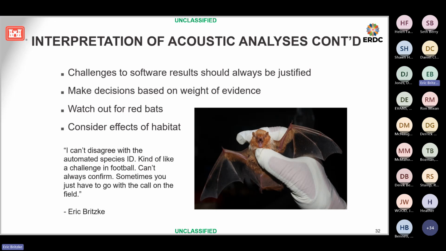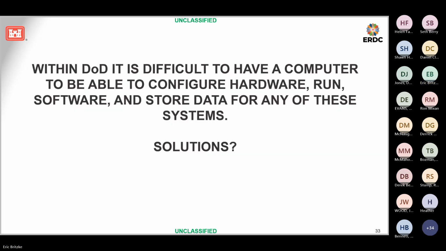And then there's this quote here that really describes it. Sometimes there's no argument to be made to make the change, right? It said, well, yeah, I can see why it called it an Indiana bat. So you can't really change the ID. It's like a challenge in football: you can't always just confirm. Sometimes you just have to go with the way it was called. And that's important too. So that's the whirlwind discussion about the call analysis.